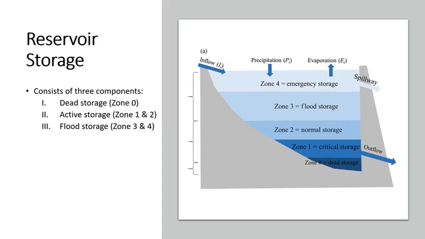And then the next component is the active storage, which is related to the main functions of the dam, such as water supply, power generation, and so on. As you can see, this component is zone 1 and zone 2 in the figure. And then you also have your flood storage, which is zone 3 and zone 4 in the figure.